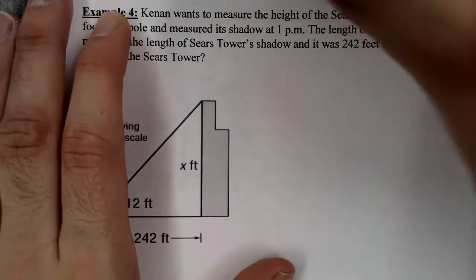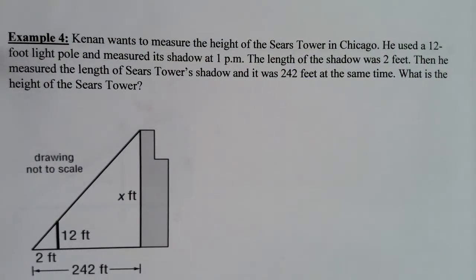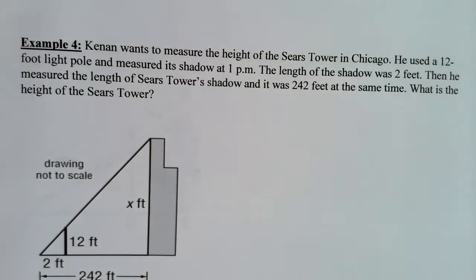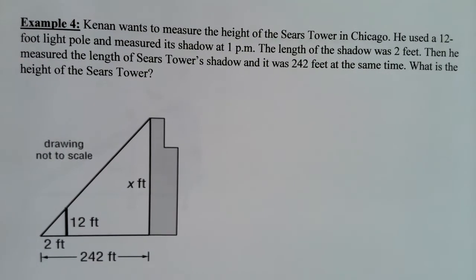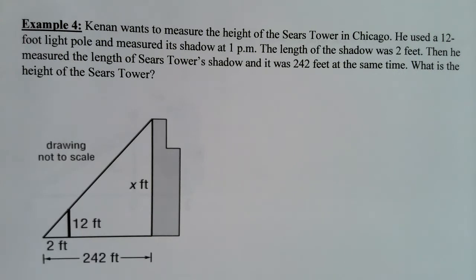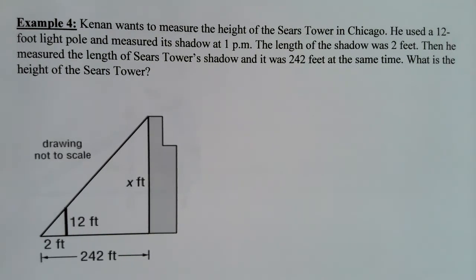We got 3 more. Example 4. Keenan wants to measure the height of the Sears Tower in Chicago. If you know what show this is from, shout out to you. Keenan wants to measure the height of the Sears Tower in Chicago. He uses a 12-foot light pole and measures its shadow at 1 p.m. The length of the shadow is 2 feet. Then he measured the length of the Sears Tower shadow, and it was 242 feet at the same time. What is the height of the Sears Tower?